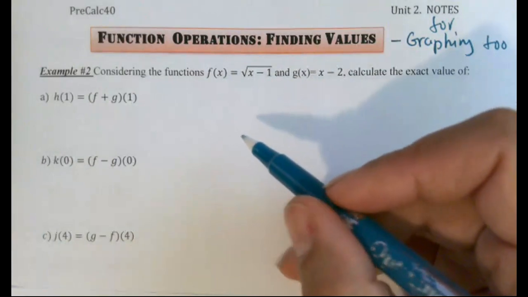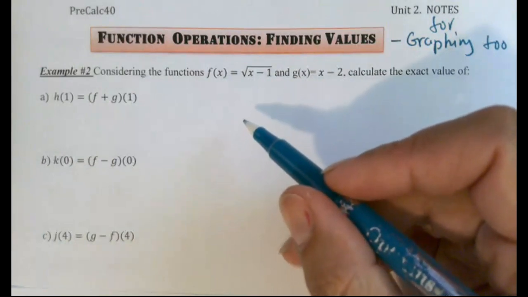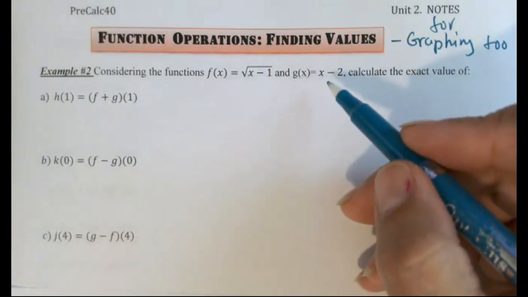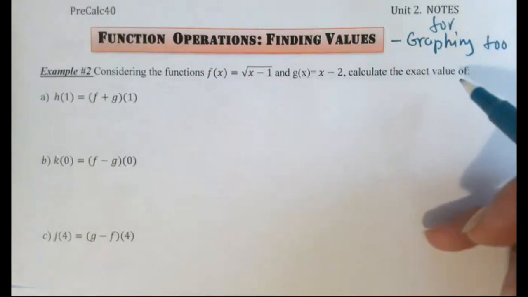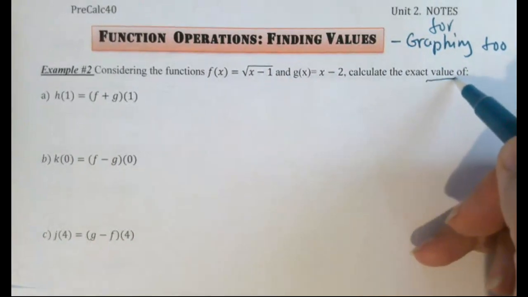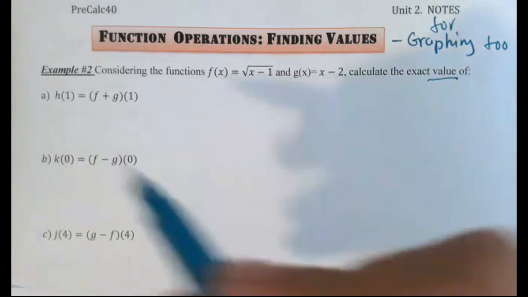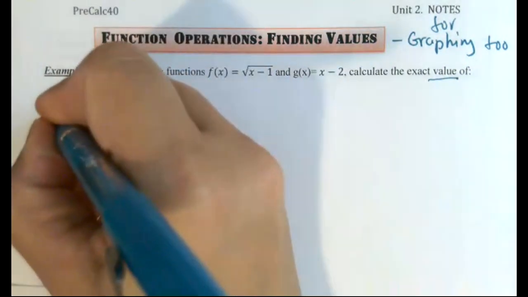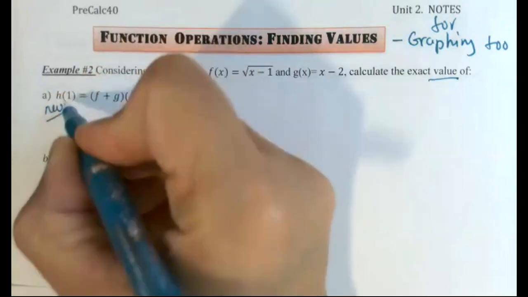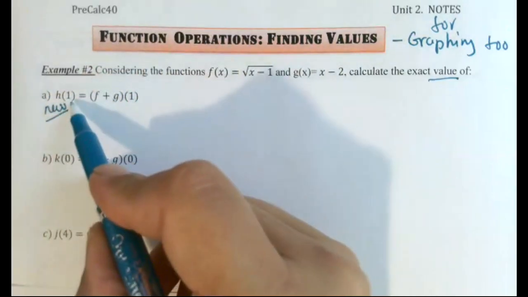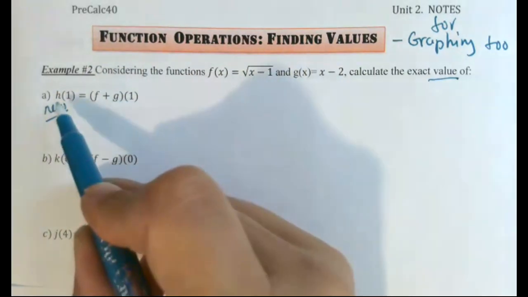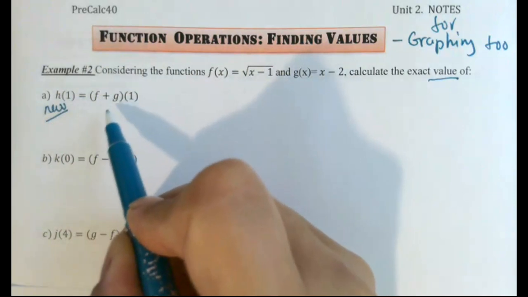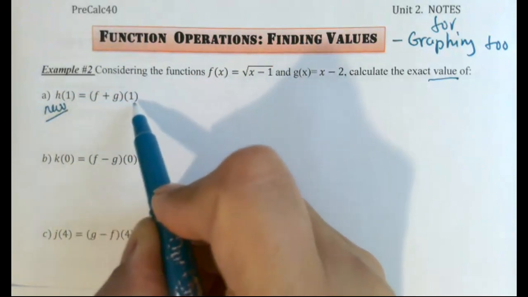And then we're going to just apply the operation. So example 2 says, consider the functions f of x equals square root of x minus 1 and g of x equals x minus 2. Calculate the exact value. So you're looking for a value, which is a number, of h of 1. So h is the new function with the input of x equals 1, and we have to obtain this new function, f plus g. But again, we don't want to work with equations. We're just going to go straight to the value.